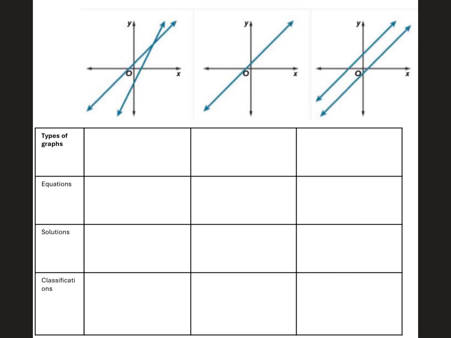Next, we want to look at different possibilities for systems. Now we're going to examine the different possibilities of systems of equations and what those solutions look like. As we look at this first possibility, it says the types of graphs that we have. When you have a system of two equations, these are the types of graphs you have. The lines can intersect at one point.